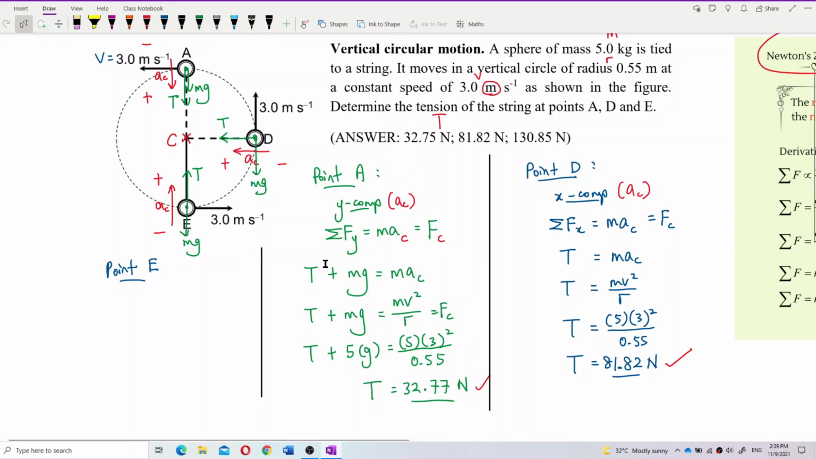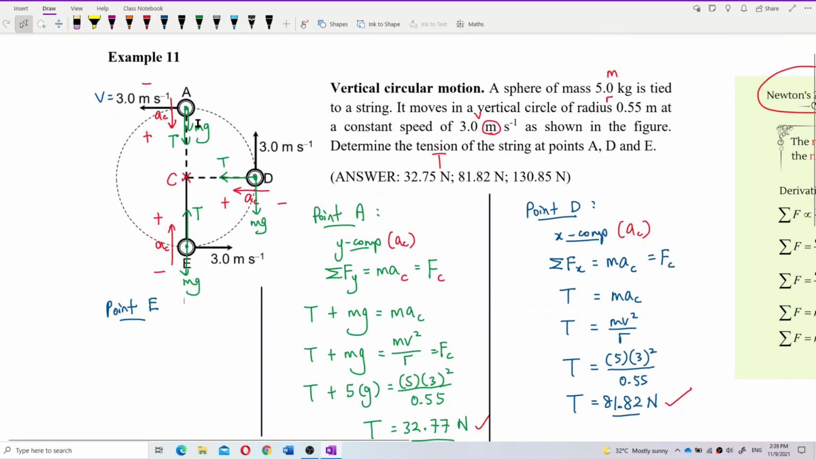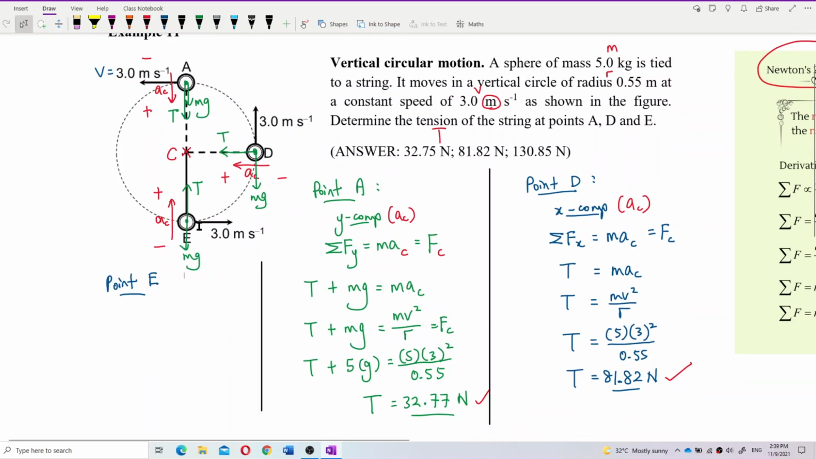Let's look carefully. The weight of the ball is downward. The weight is always downward. Is there any other force? No more, only these two forces. So for point E, what component do we consider? X component or y component? Which component?